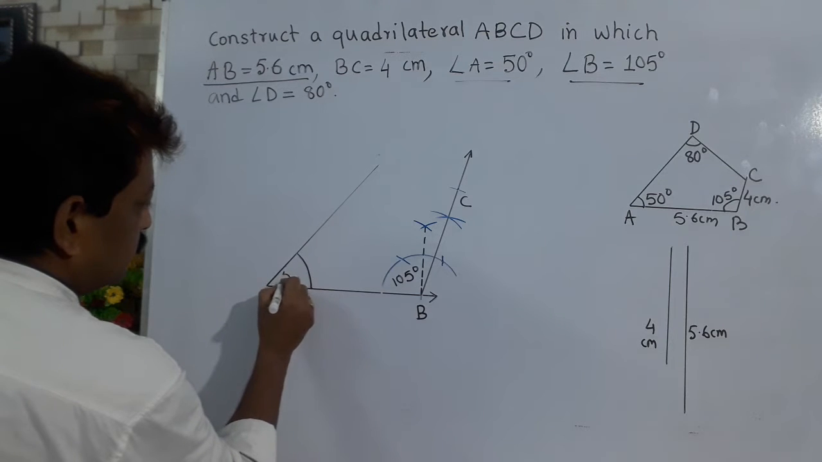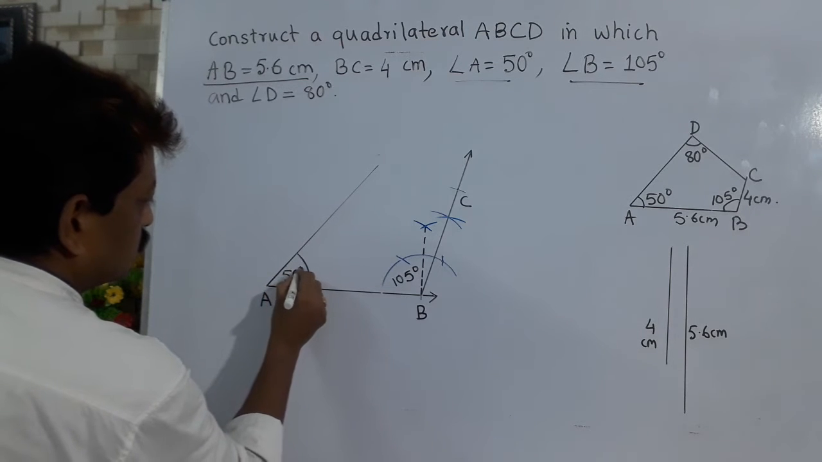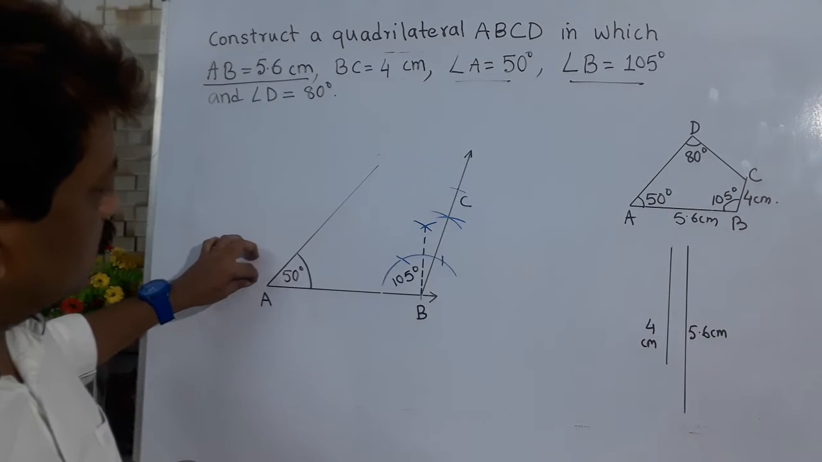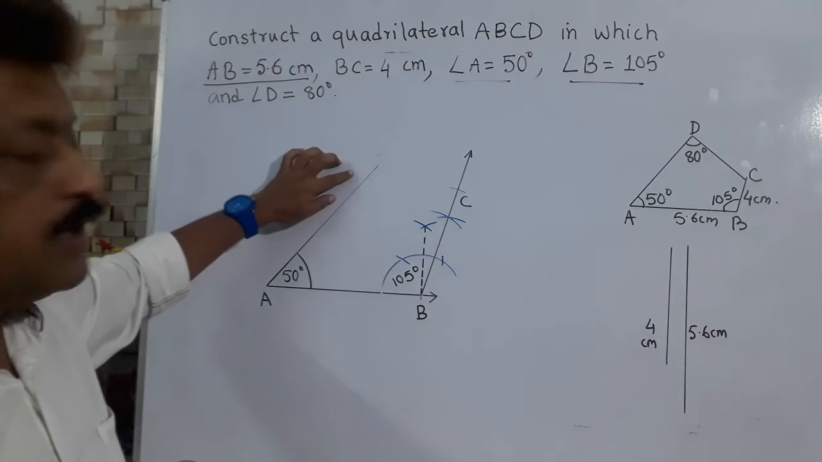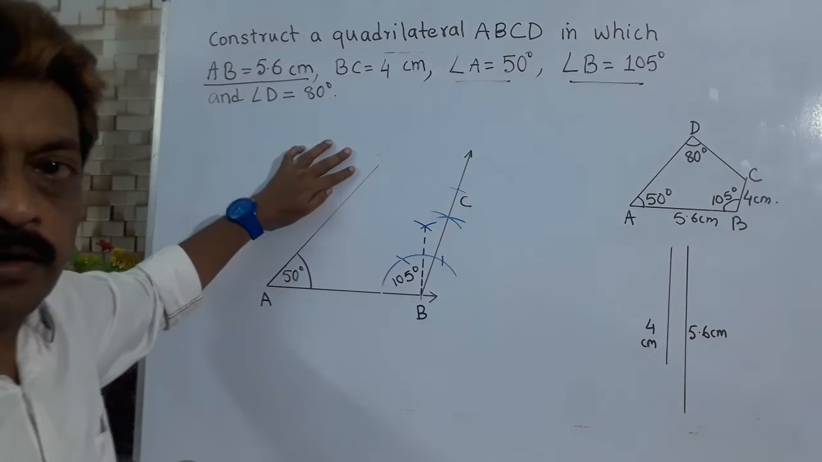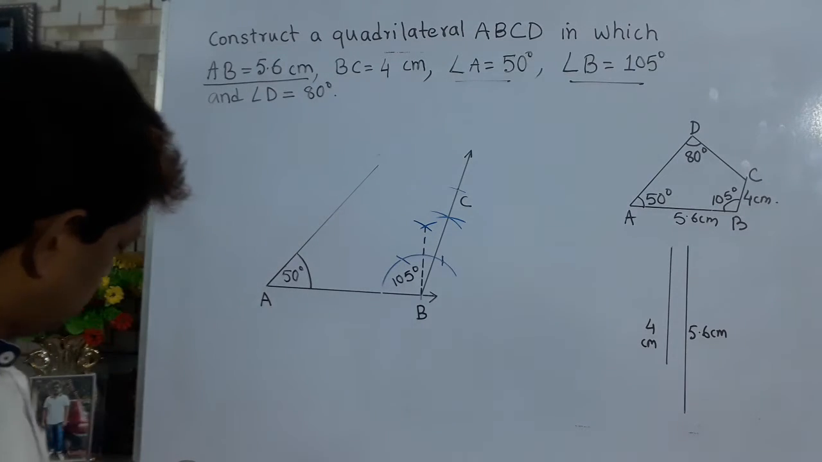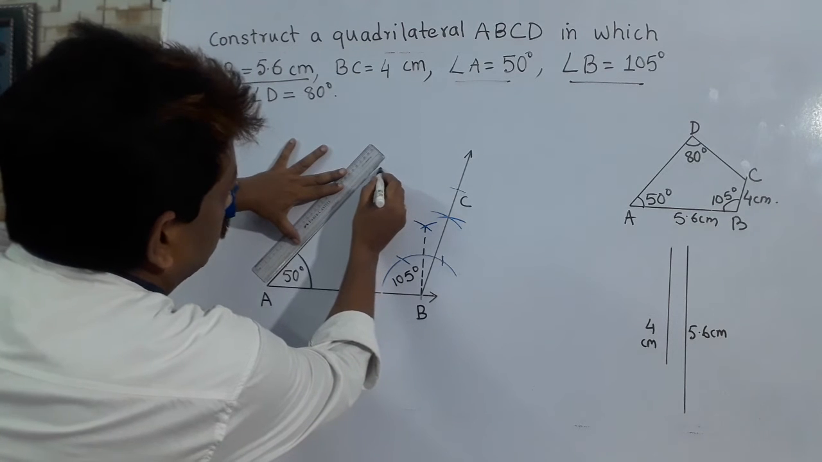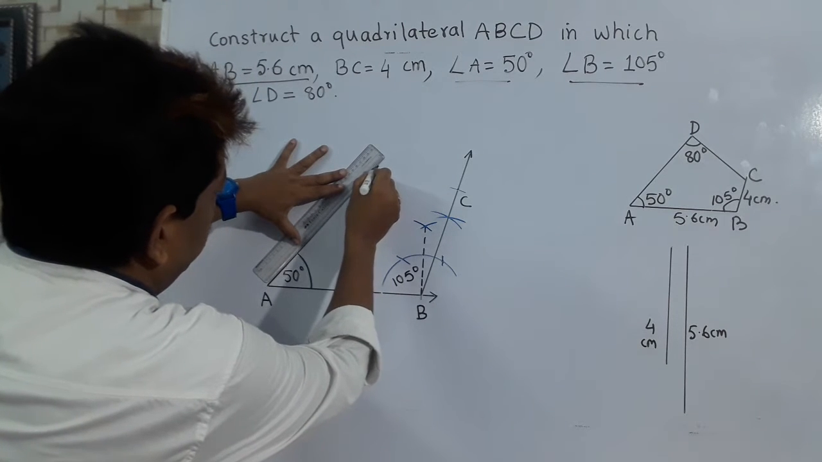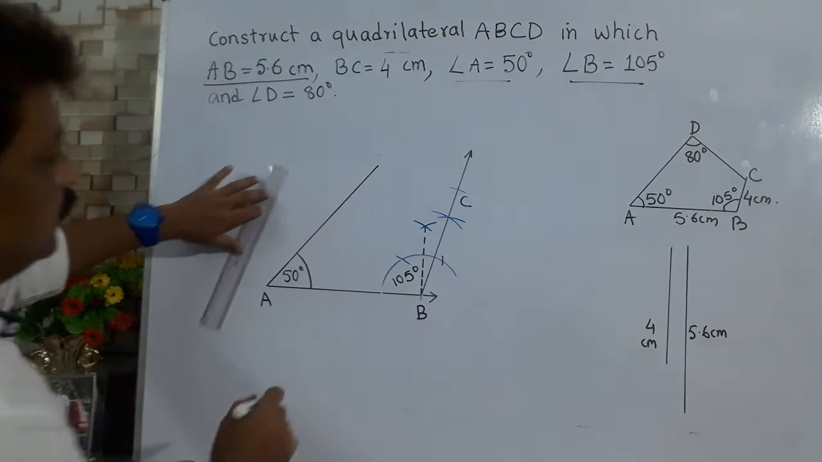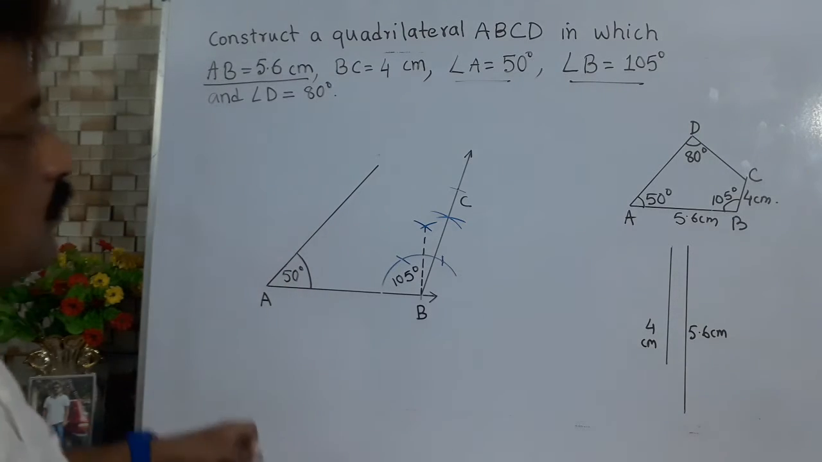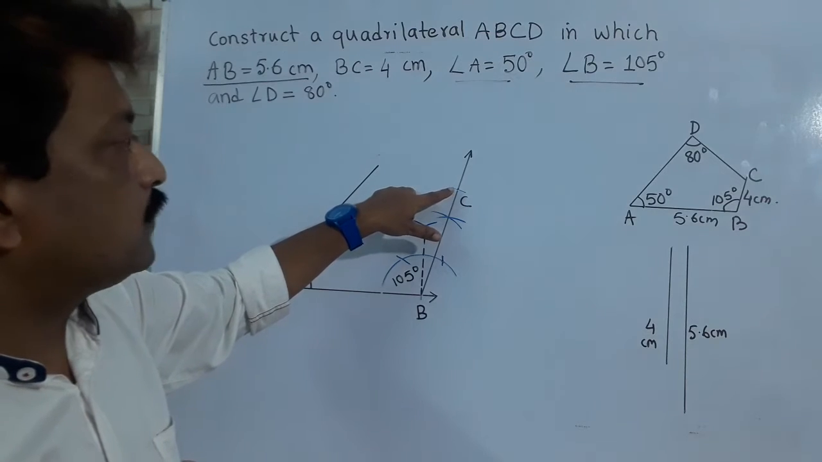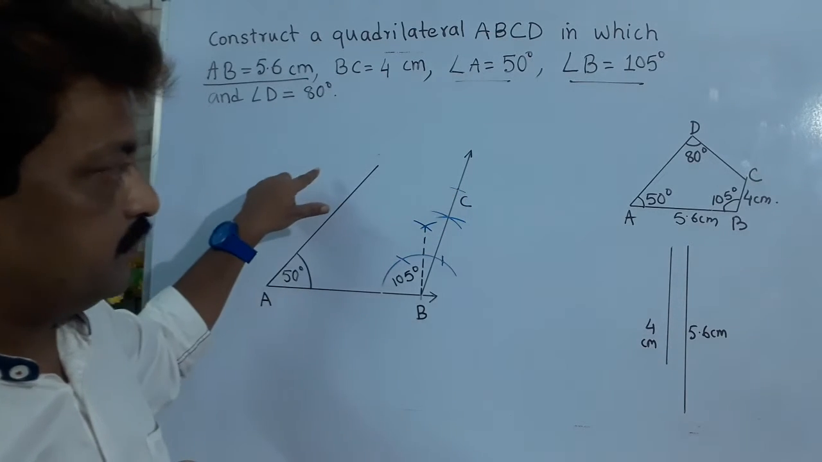This is 50 degrees. So we have got the line AD, but point D is not known till now. We don't know D. Where is D? Because its distance from the point A is not given. Similarly, we also don't know angle C, or we also don't know CD.